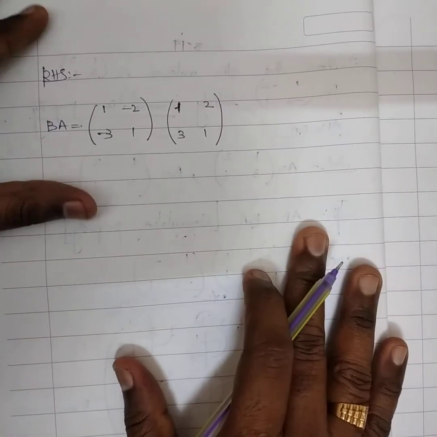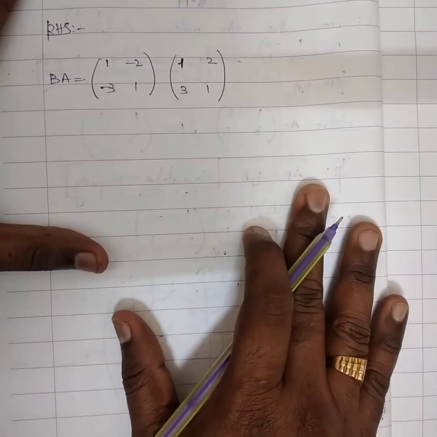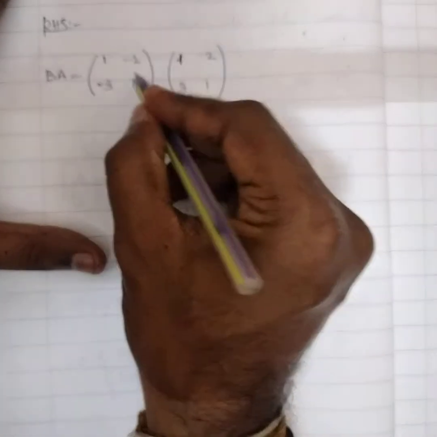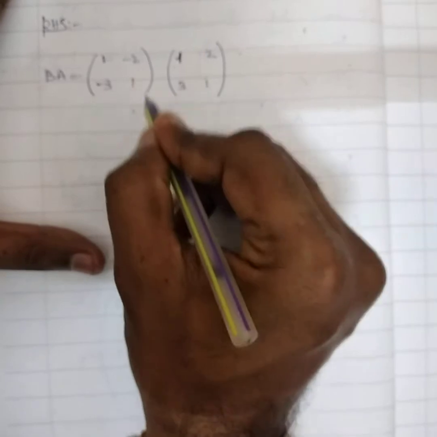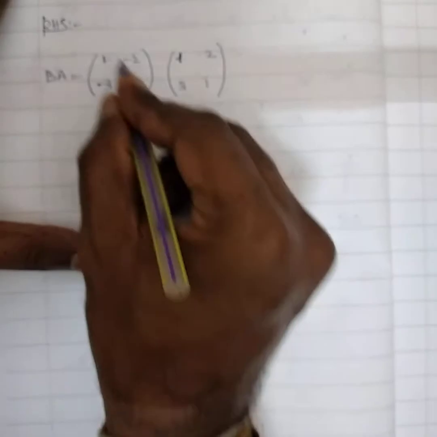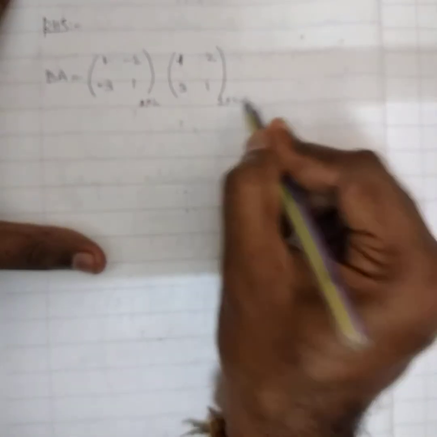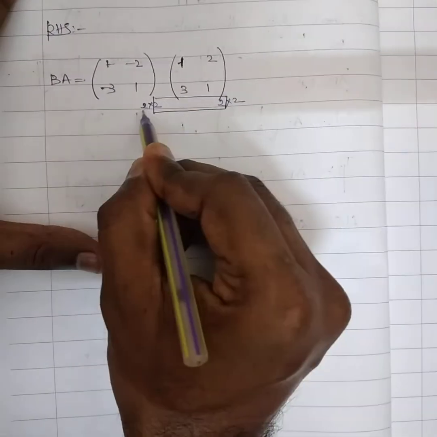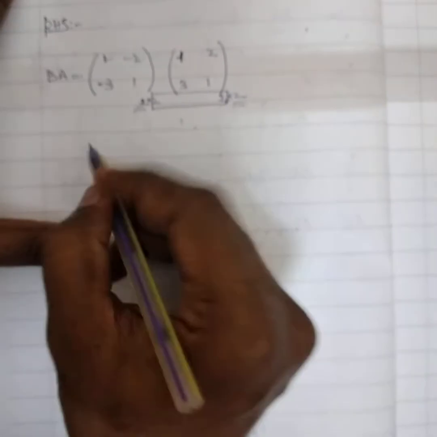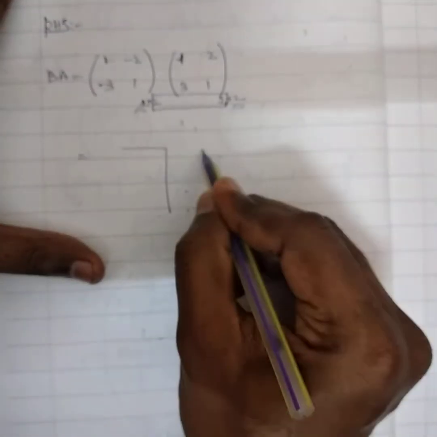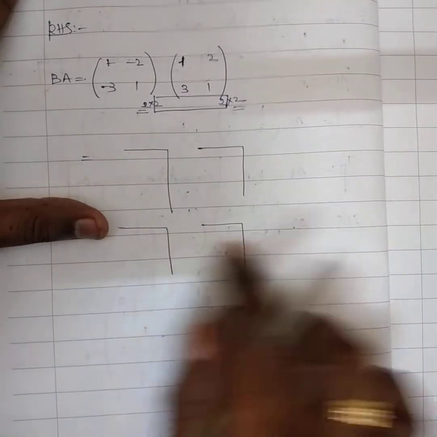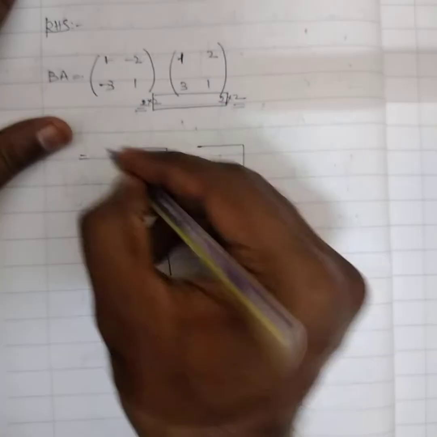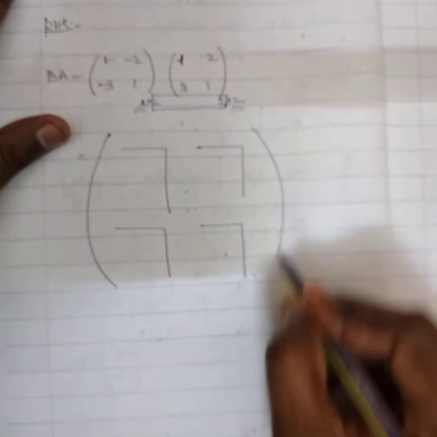First I need to check whether matrix multiplication is possible or not. So here what is the order of this matrix? 2 cross 2, 2 rows, 2 columns. Here 2 rows, 2 columns. The first matrix's columns and the second matrix's rows are the same. The resultant matrix will be 2 cross 2, that is 2 rows and 2 columns. So put how many rows? 2 rows. How many columns? 2 columns. So close the matrix here.